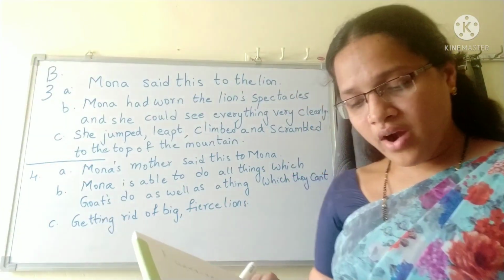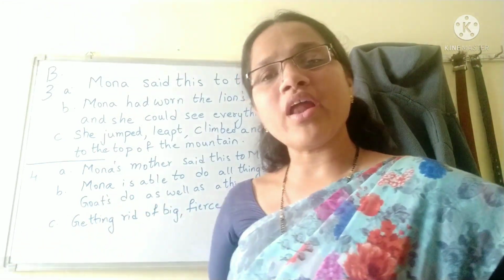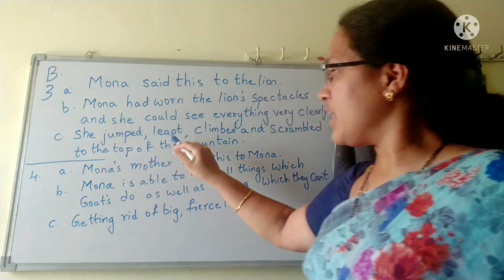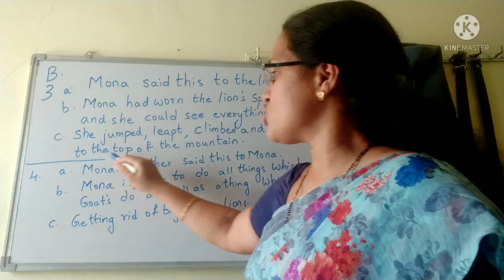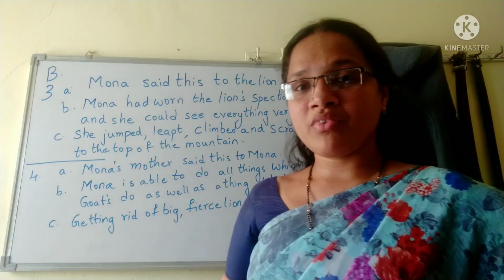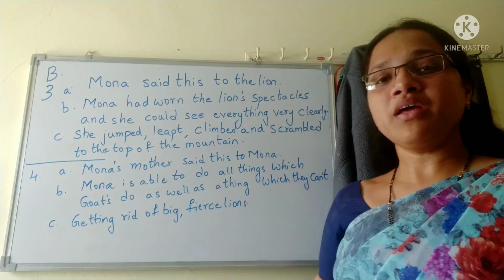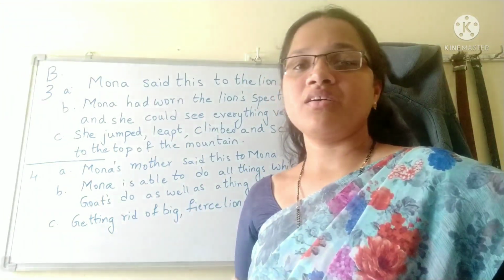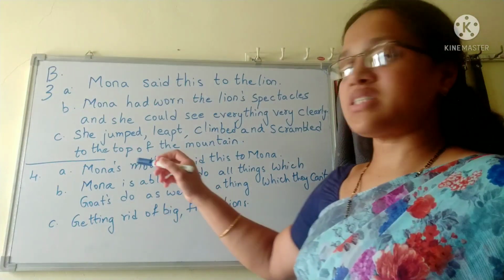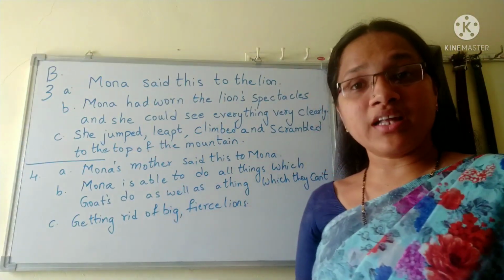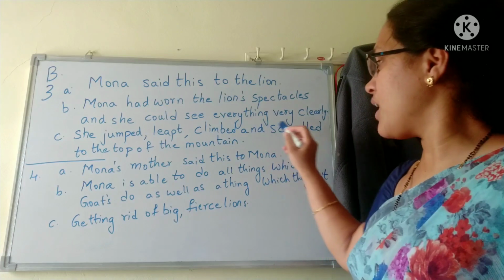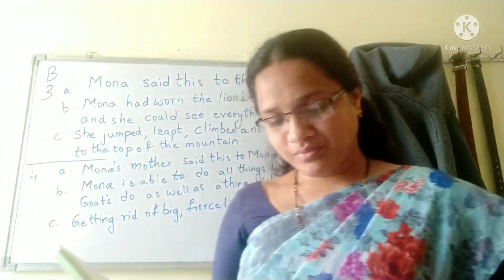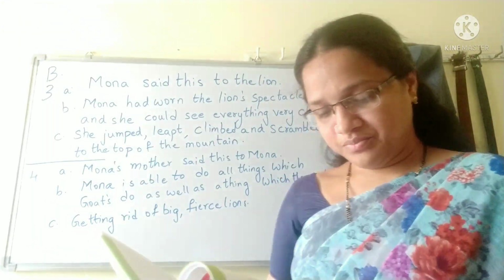Yes. What happened after this was said? So what happened after this was said? See. After saying this, she jumped, leaped, climbed and scrambled to the top of the mountain, because she learned, no? In the previous part, she was learning. Before meeting the lion, she was learning everything from the brother, mother and sister. Okay. So she started to jump. So she got addicted now. Now she jumped, leaped, climbed and scrambled to the top of the mountain. Yes. That is the third question.